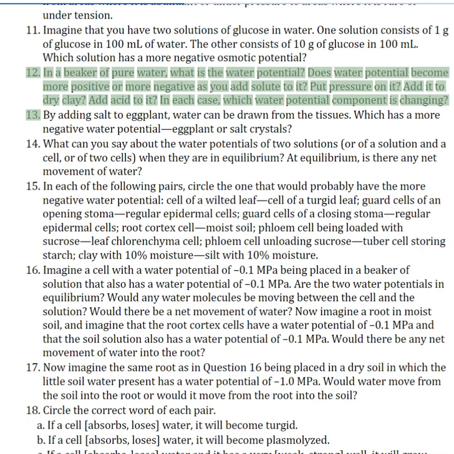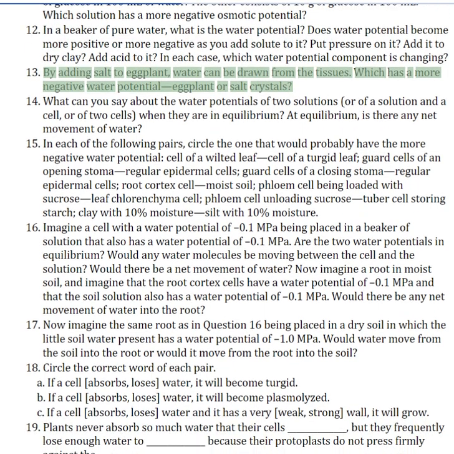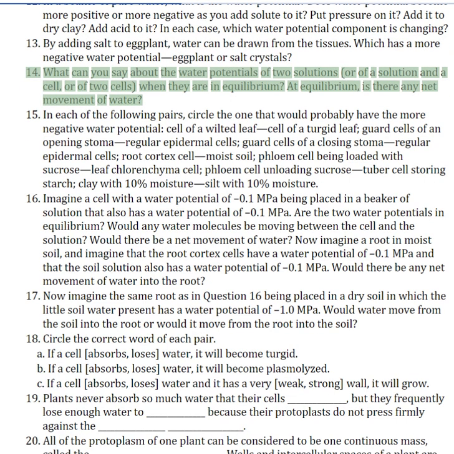In each case, which water potential component is changing? 13. By adding salt to eggplant, water can be drawn from the tissues. Which has a more negative water potential, eggplant or salt crystals? 14. What can you say about the water potentials of 2 solutions when they are in equilibrium? At equilibrium, is there any net movement of water?